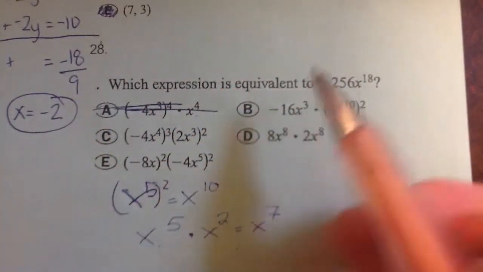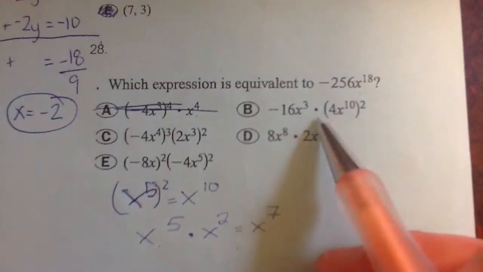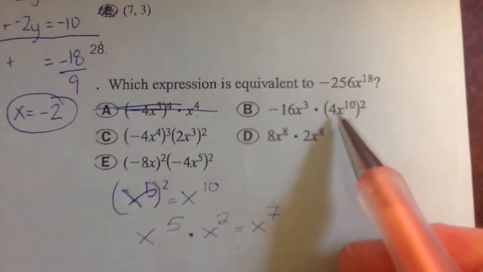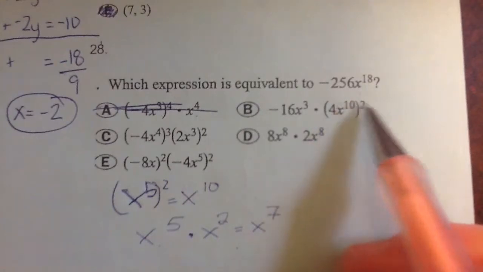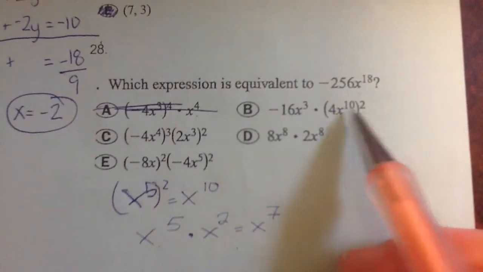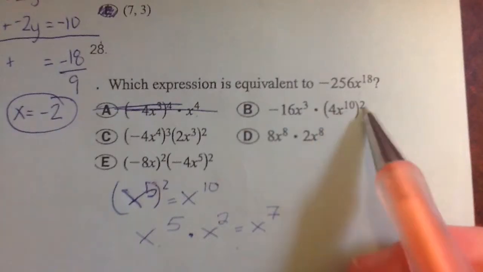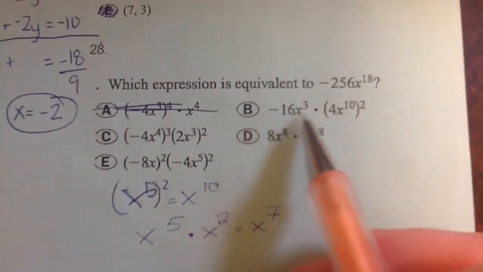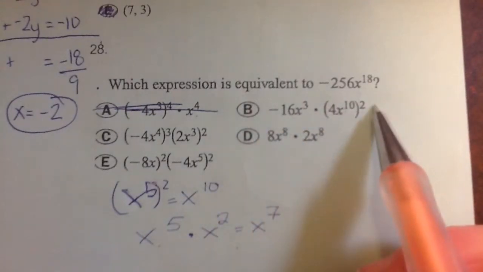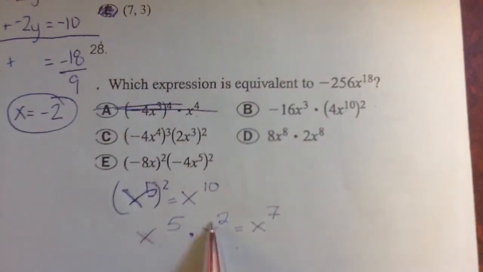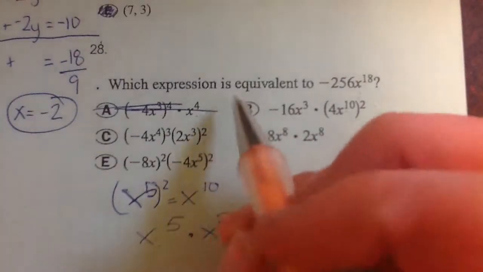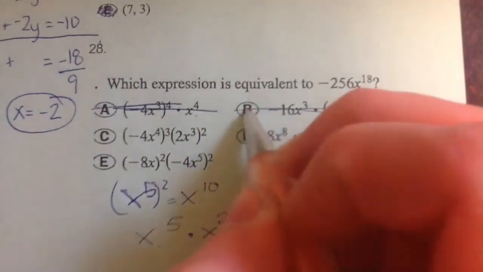For B, let's see, I have x to the 3rd, and I'm going to multiply that times this, which is a power raised to a power. I'm going to multiply these two values, so I end up with x to the 20th. When I multiply x to the 3rd times x to the 20th, I add these up, I get x to the 23rd, which is too many. So B is also out of the question.